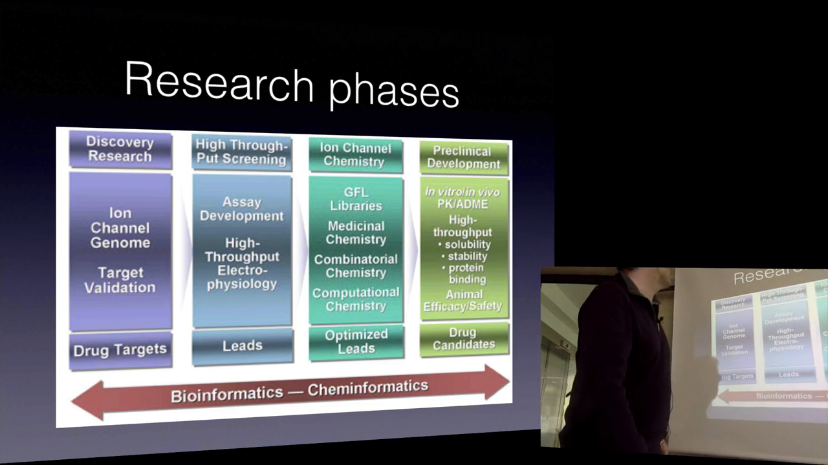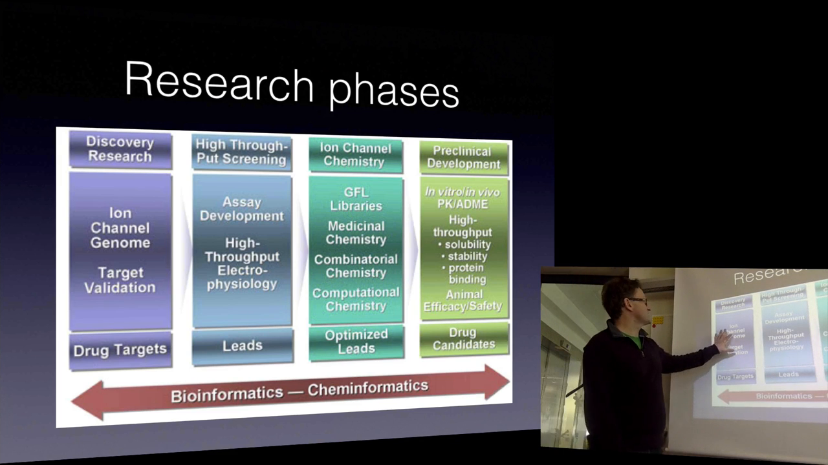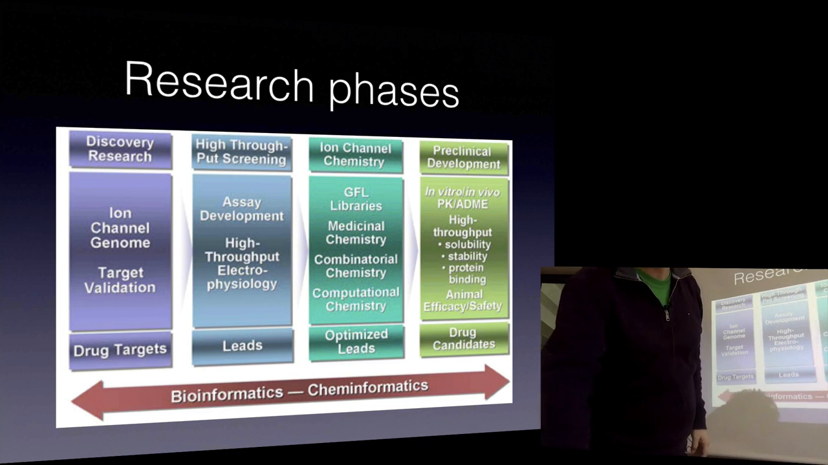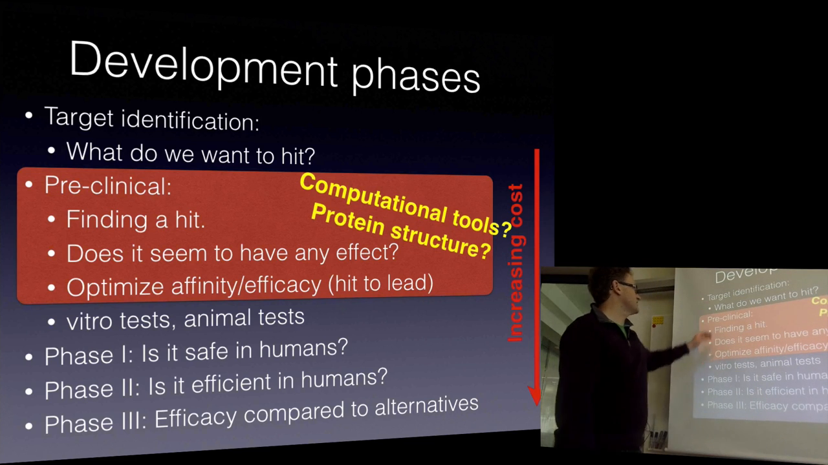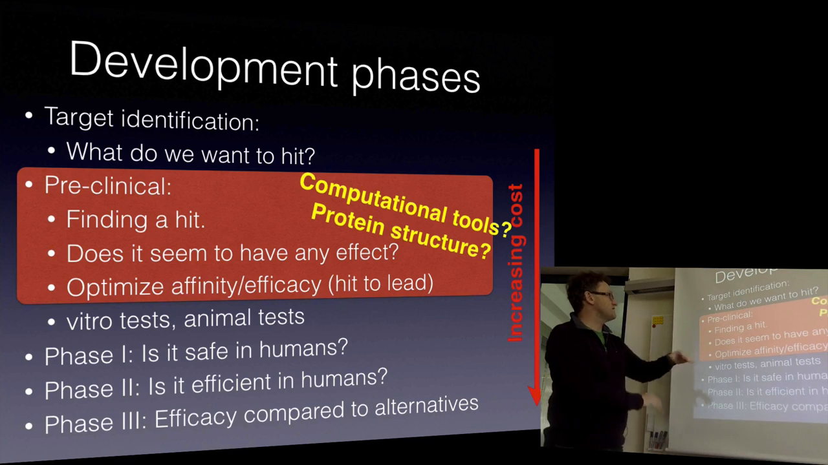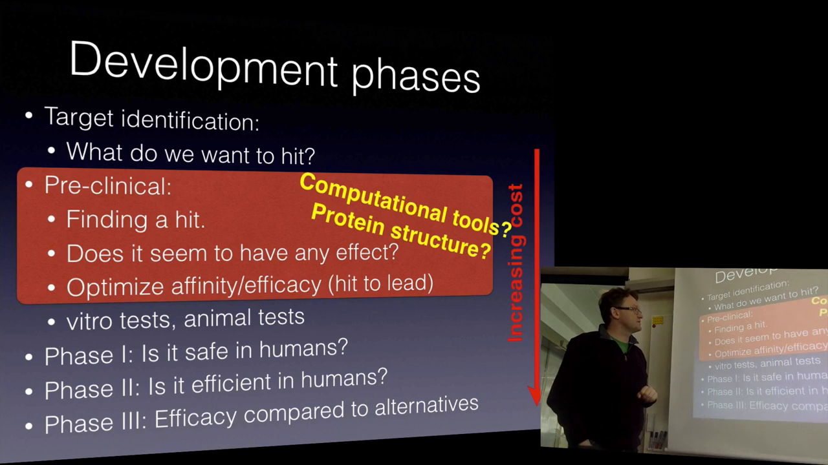So let's talk a little bit about this. Go through from the discovery and research on some sort of target validation, and then what we call high-throughput screening, and then a little bit of the preclinical stuff. So let's assume that we have the target, and let's assume that we're preclinical scientists. We now need to find this hit, and at some point we're going to try to optimize it.